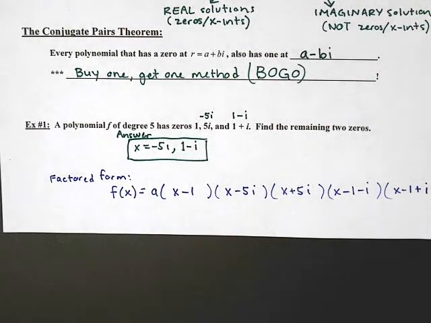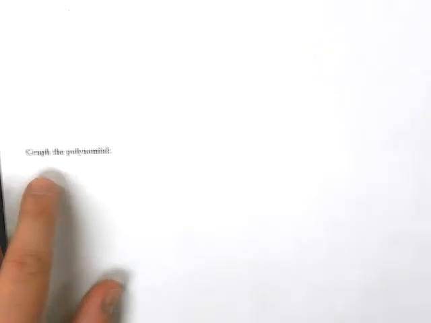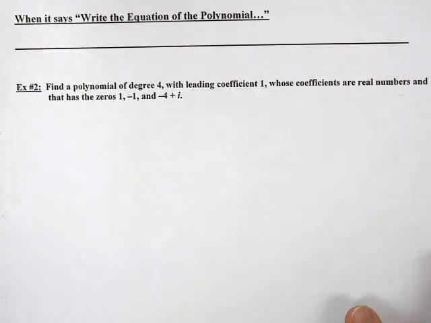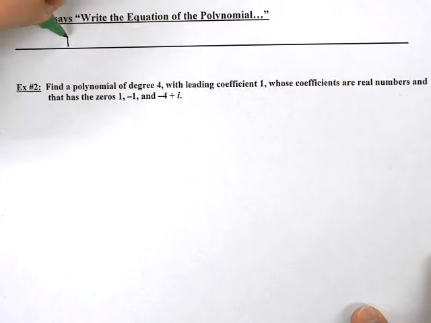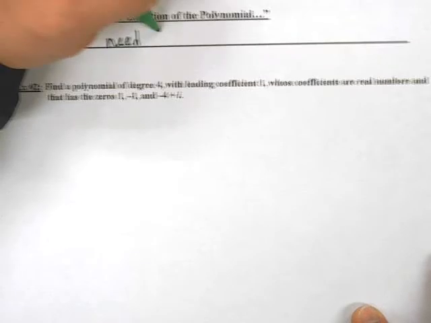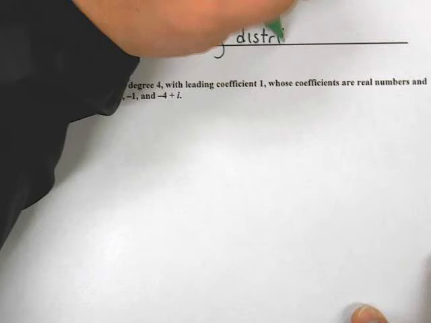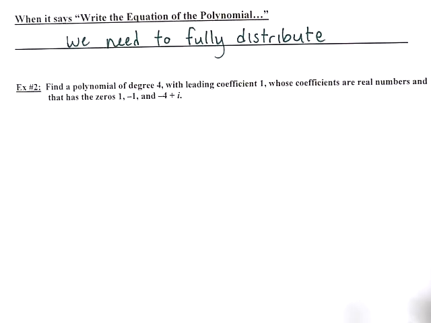Let's jump into some specific examples that might look very similar to something that you'll see both in the classwork and then on tests. And just a quick reminder, when it says to write the equation of a polynomial, we need to fully distribute. Okay? I want it fully distributed. Sorry. All right? So, let's take a look.